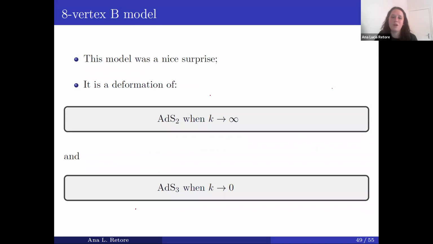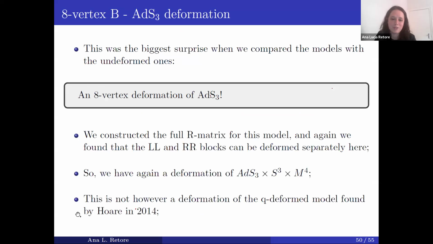But the point is that one of the models we found in different limits goes to AdS3 or AdS2. You can recover one or the other by taking the modulus of the Jacobi function to infinity or to 0. So it's kind of nice. This part was completely unexpected. So I was excited.